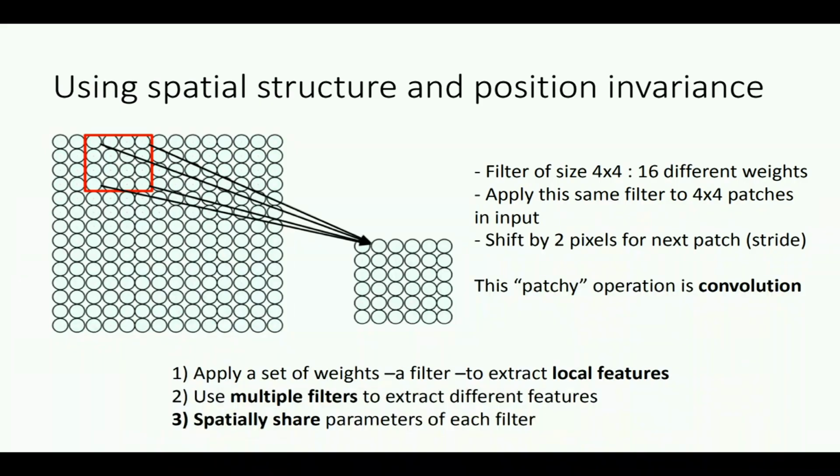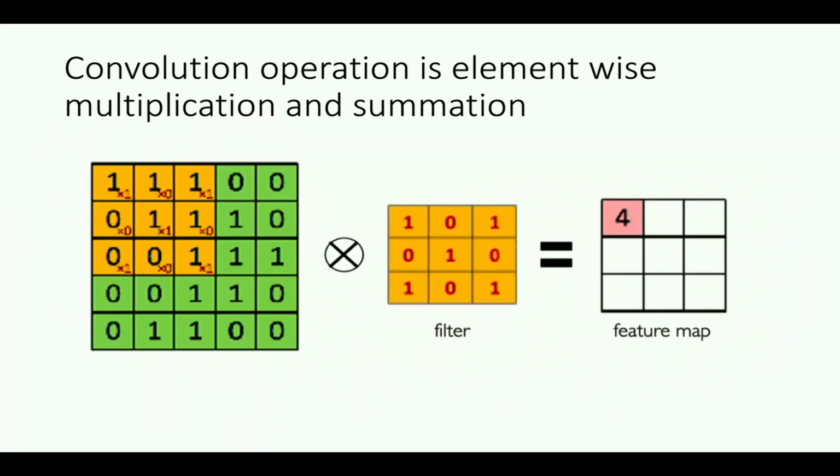Cool. If we look at how this operation is conducted, it's really just element-wise multiplication and summation. If we're going to use this filter over this example, we just multiply this matrix with the first patch position-wise, and then sum up all the positions that are positive. Then we get the number 4 for this particular filter.